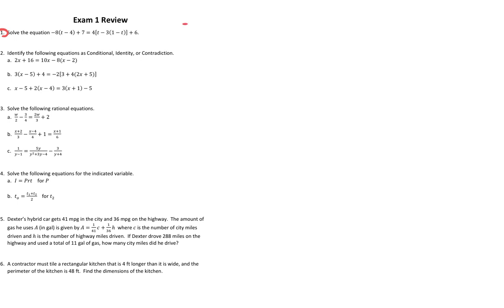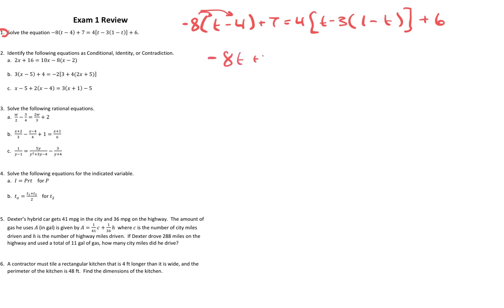So we have negative 8 times (t minus 4) plus 7 equals 4 times (t minus 3(1 minus t)) plus 6. So first we can distribute this negative 8 out. So we're going to get negative 8t plus 32 plus 7. And then we can start distributing, and ideally we kind of want to distribute from the inside out. So first let's start with this negative 3 here. We'll distribute to this, to that. So we wind up with t minus 3 plus 3t plus 6.